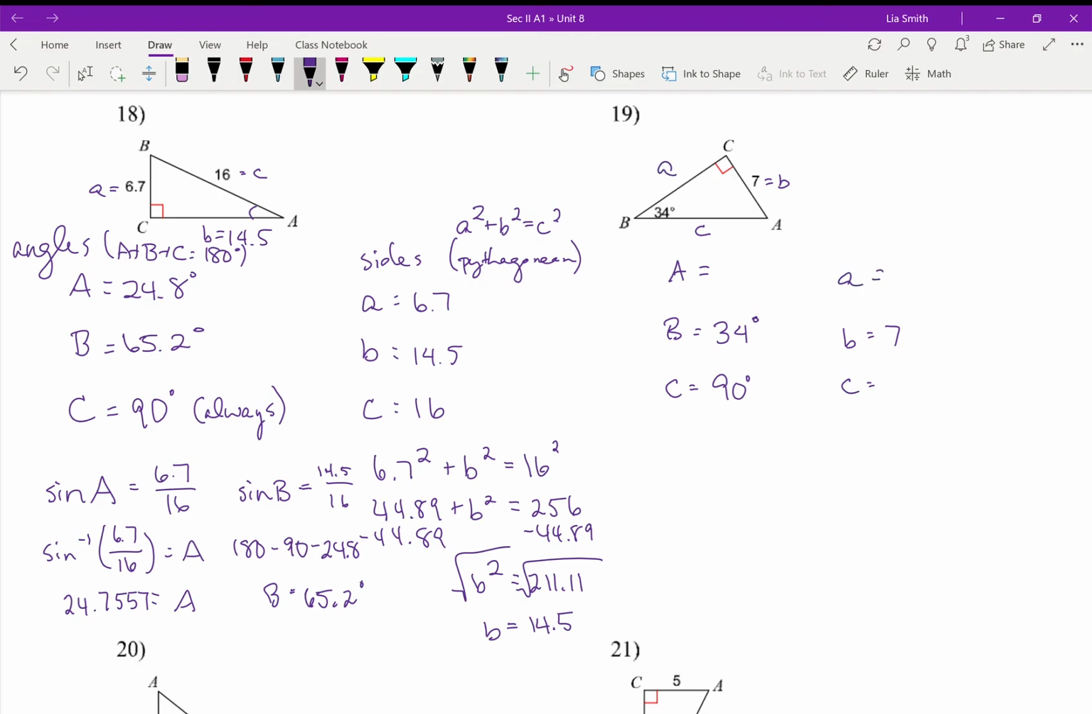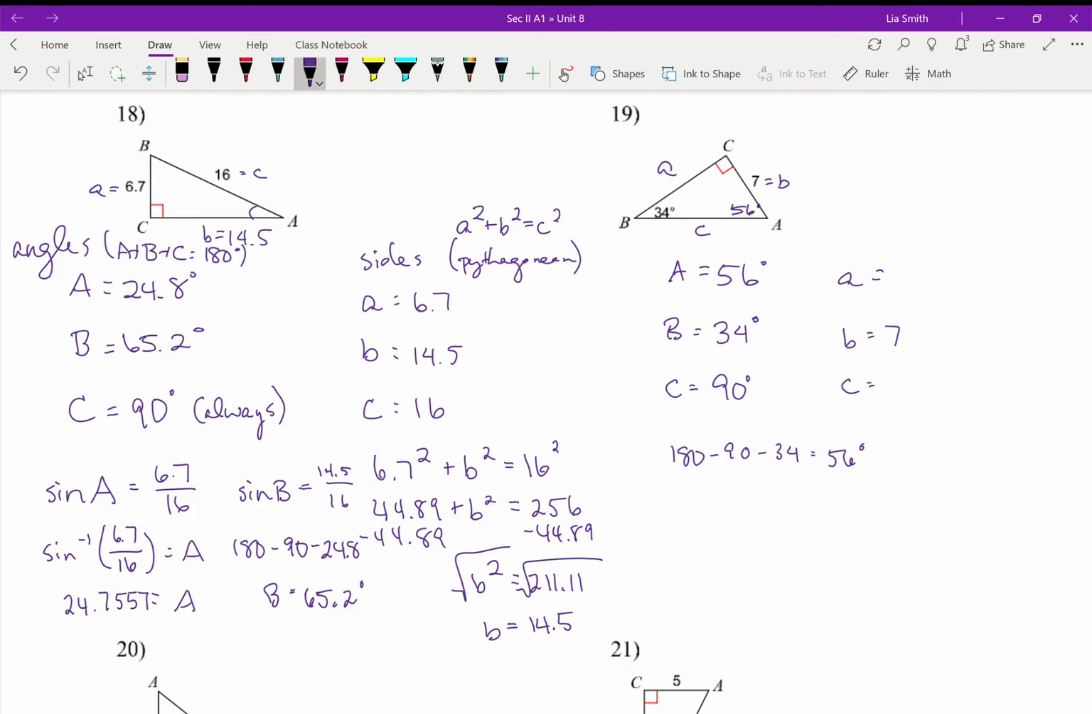So what do you notice? The first thing I noticed is I've given you 2 out of 3 angles. So can you find the third angle? You bet. 180 minus 90 minus 34 tells me that my missing angle is 56. Great. So I'm going to go ahead and even write that in there, 56 degrees.